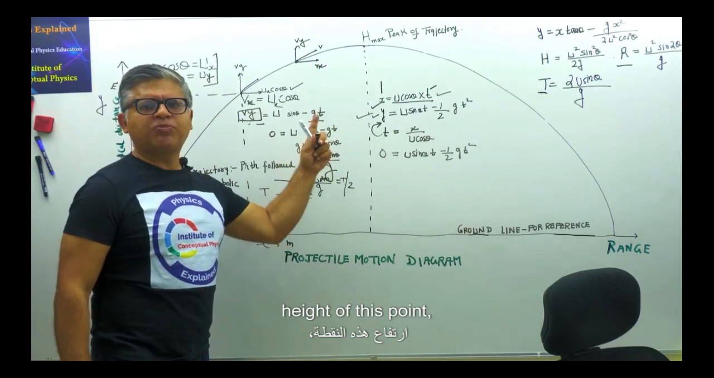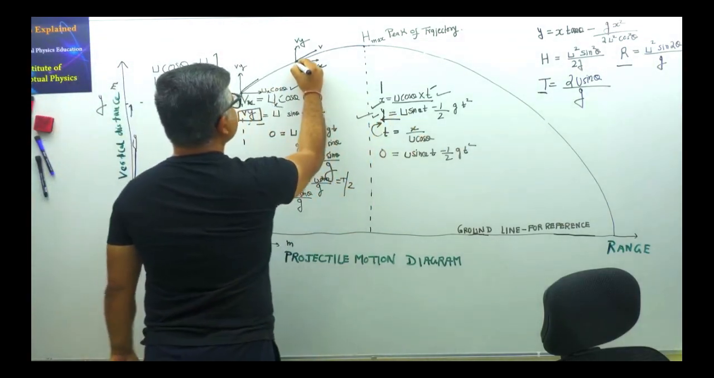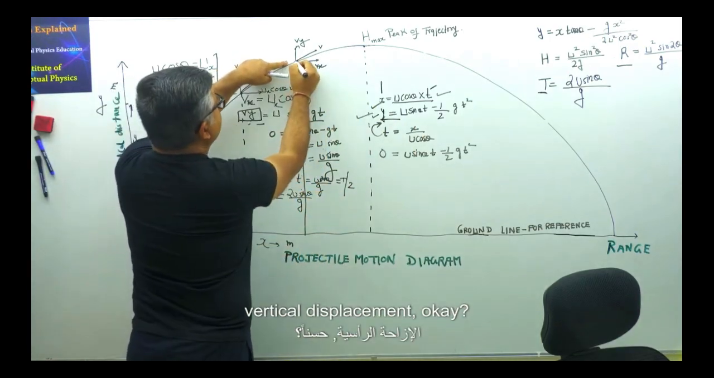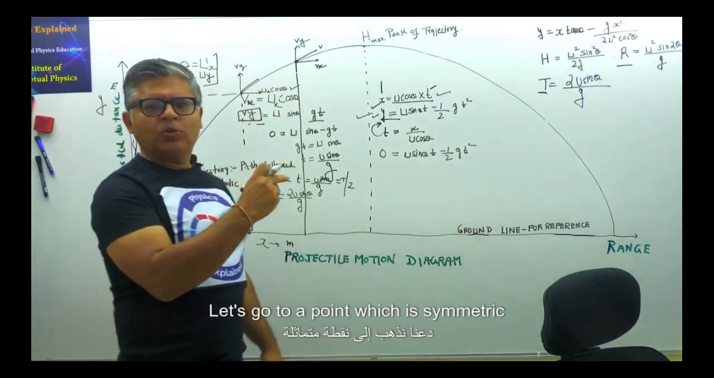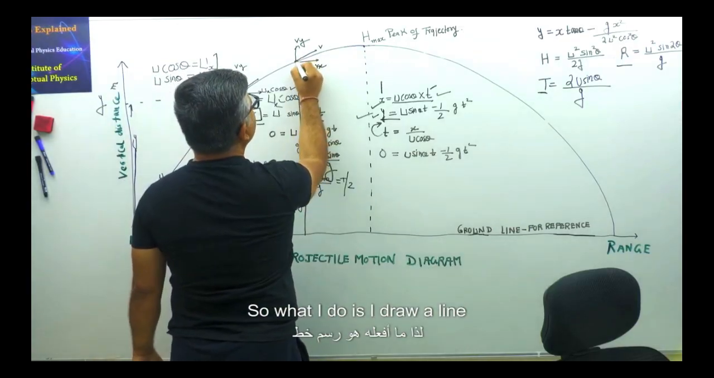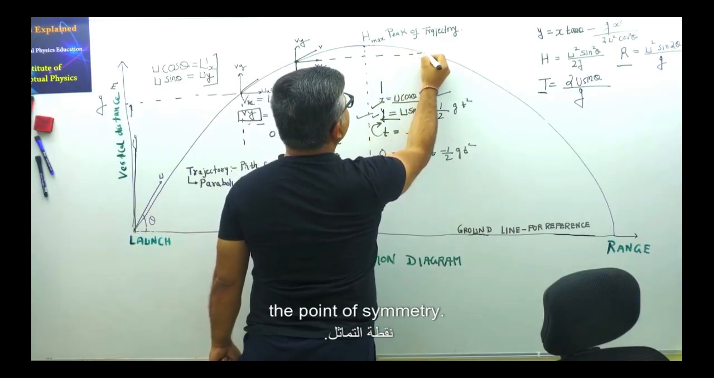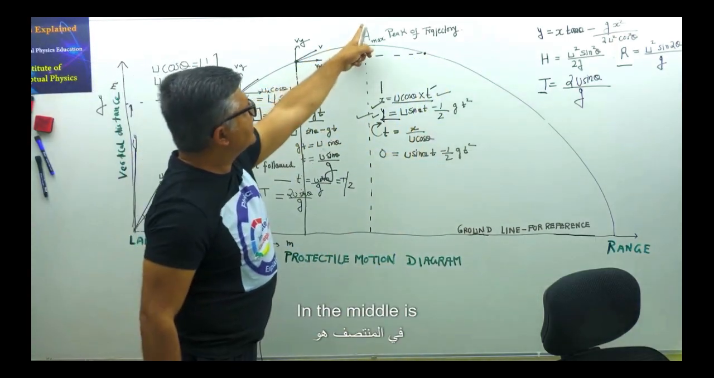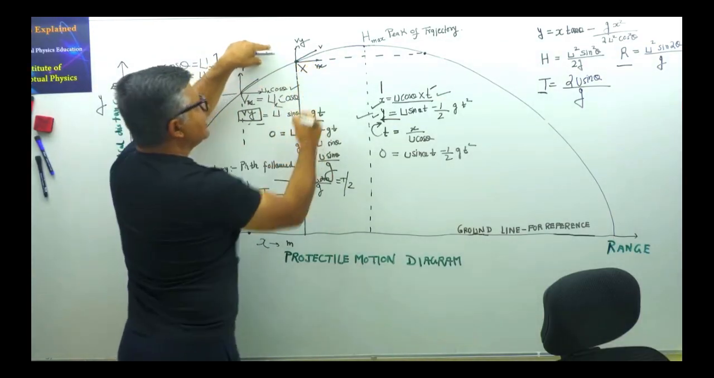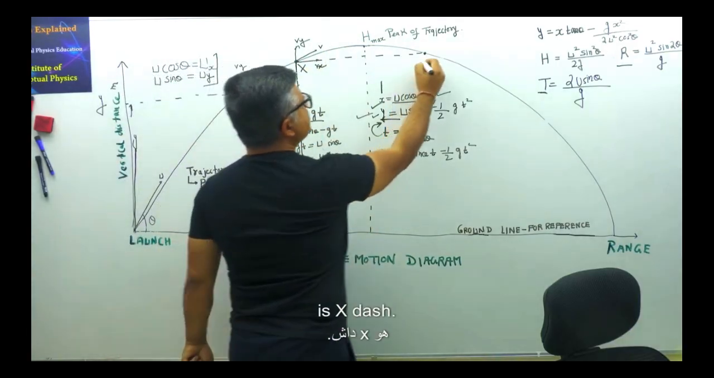The height of this point, which is a vertical height, y-axis, which is this, is given by this line, okay? So let's say this is the vertical displacement, okay? Let's go to a point which is symmetric to this point. Let's go there, okay? So what I do is I draw a line which is going to help me find the point of symmetry, okay? In the middle is Hmax, and here this is my point, maybe x, and my mirror image about the central axis, which is the Hmax, is x dash, okay?